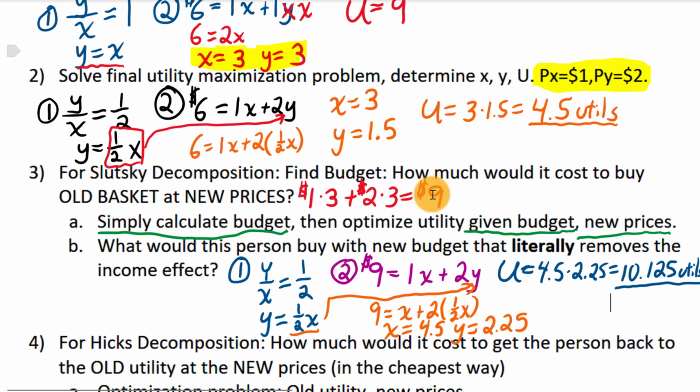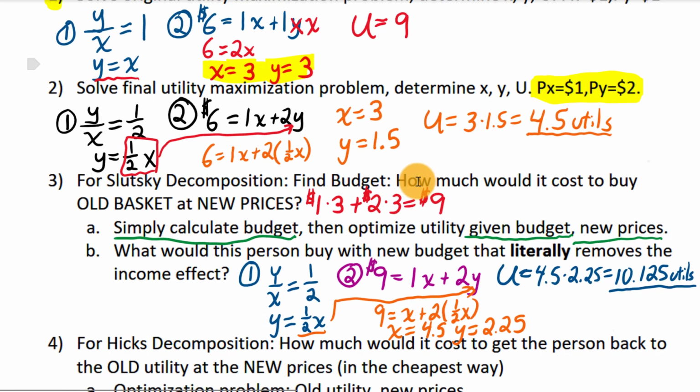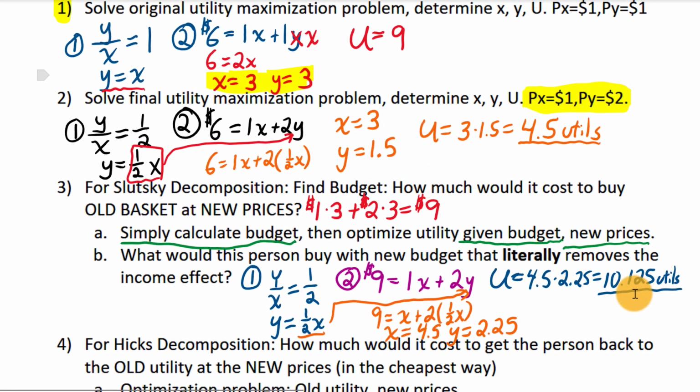So we are, in a way, getting rid of the income effect because they have the same purchasing power as they did before when we give them $9. However, this is going to give the person a higher utility. They're going to feel better off. They're going to feel wealthier than they did before. Instead of 9 utils, we're giving them 10.125 utils at that budget. So the Slutsky decomposition, let's graph what we have here for these 3 results and talk about what that decomposition is going to look like.